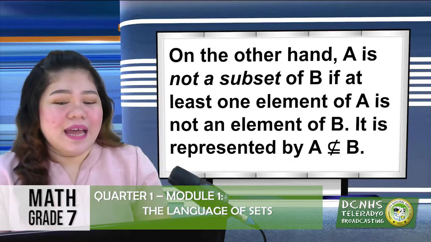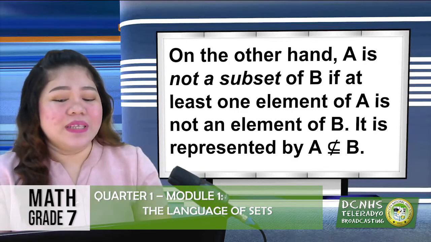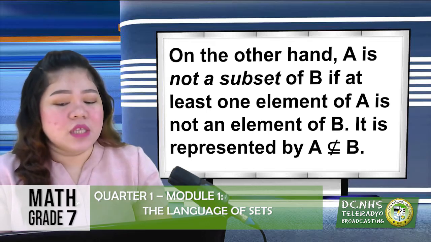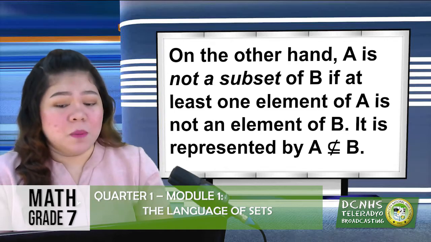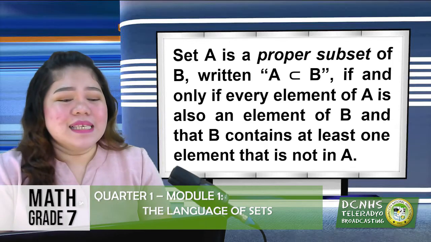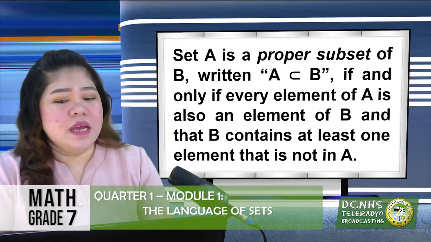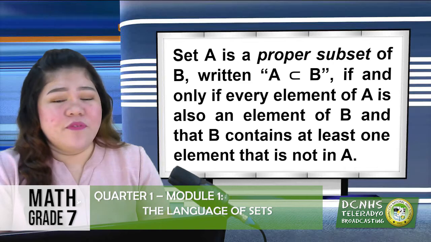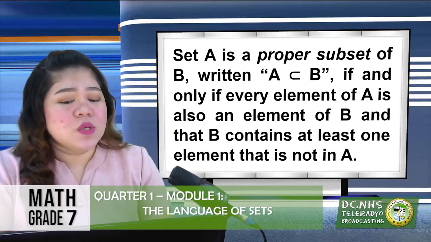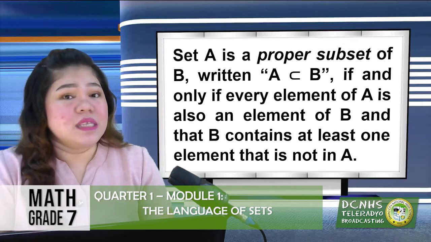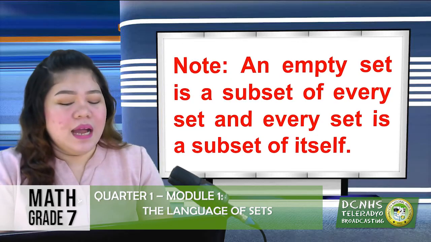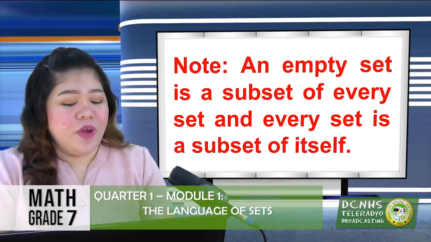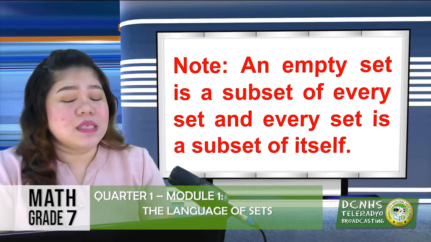On the other hand, A is not a subset of B if at least one element of A is not an element of B. It is represented by A is not a subset of B. Set A is a proper subset of B, written A ⊂ B, if and only if every element of A is also an element of B and B contains at least one element that is not in A. Note, an empty set is a subset of every set and every set is a subset of itself.